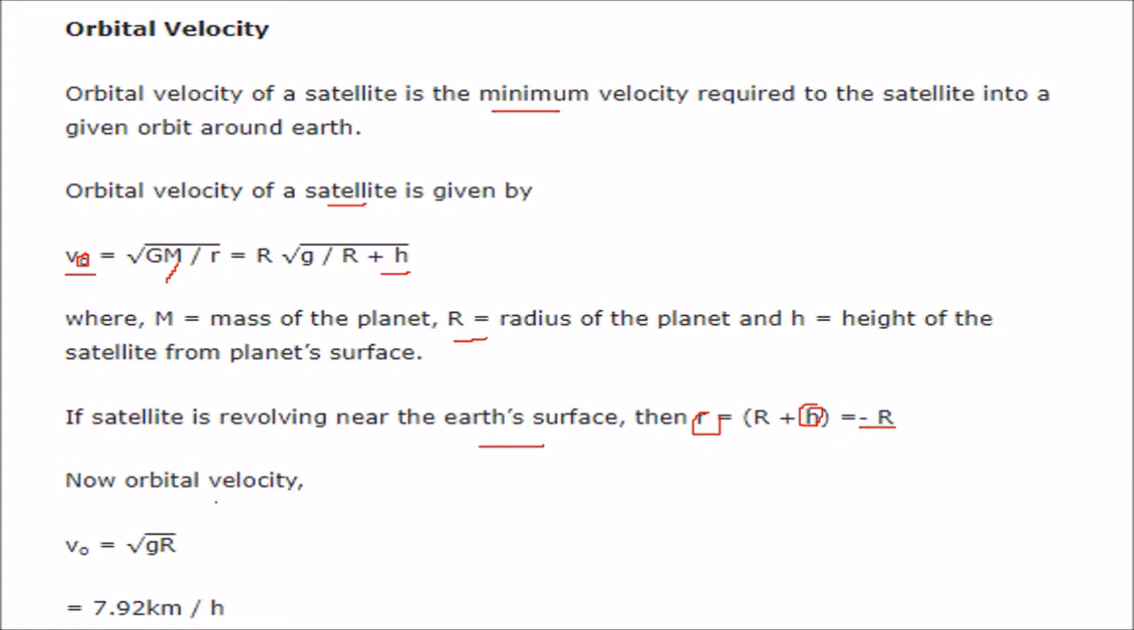Now the orbital velocity will become what? If you see this expression, it is going to be under root g into R only. So this is going to be 7.92 km per second, because we know the gravity, we know the radius of the Earth.